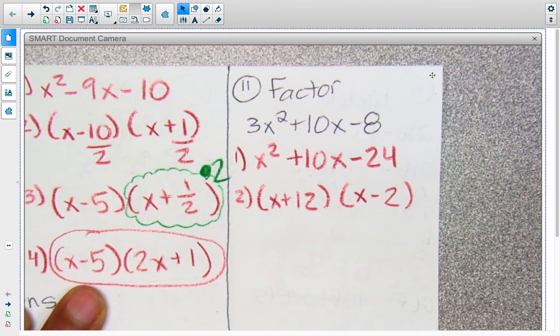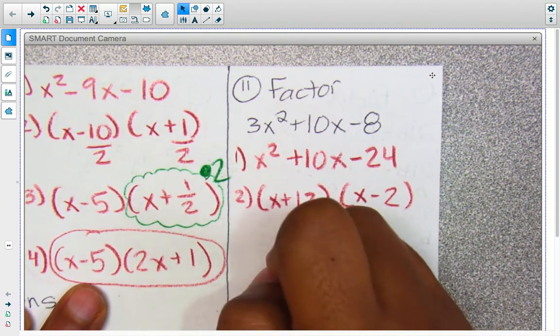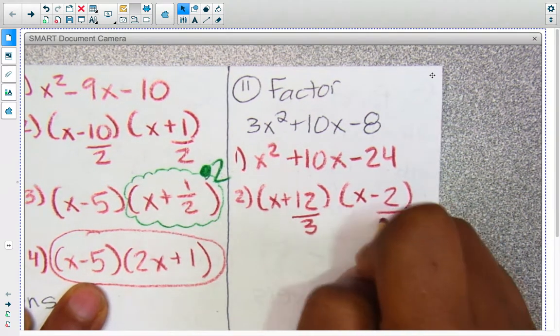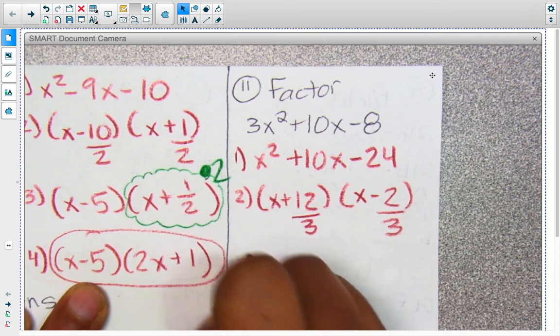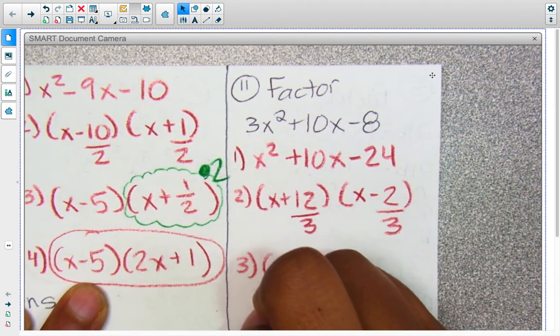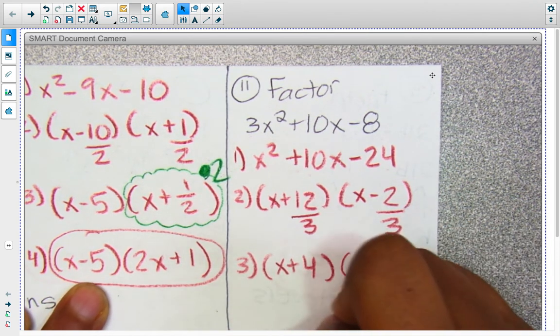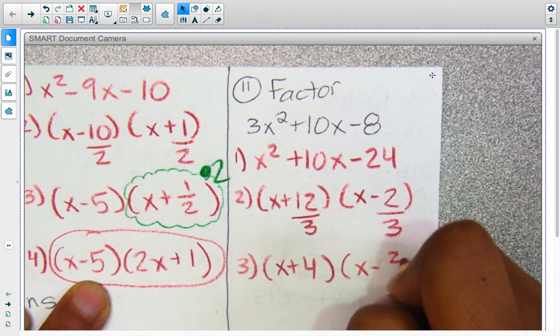Step 3, divide by the first number in the problem. Our first number in this problem is the number 3, so we're going to divide our numbers by 3. Reduce, as always. 12 divided by 3 is 4. Negative 2 divided by 3 stays negative 2/3.